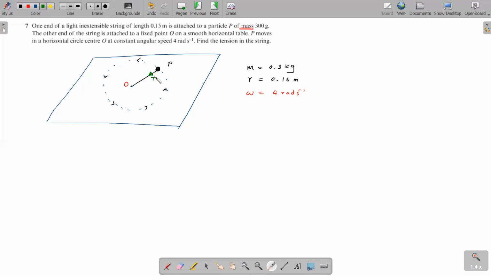So previously I was discussing something called centripetal acceleration, right? Centripetal acceleration is the acceleration of the particle towards the center. And similarly, we also have something called the centripetal force. Centripetal force is what we call the force that is acting towards the center. So in this case, centripetal force is the force acting towards the center.